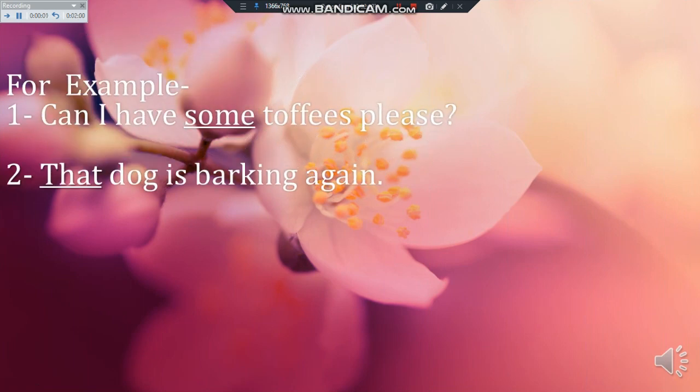For example, can I have some toffees, please? Here some determines the noun toffees. Second one is that dog. Which dog? That dog is barking again. So that is also a determiner.